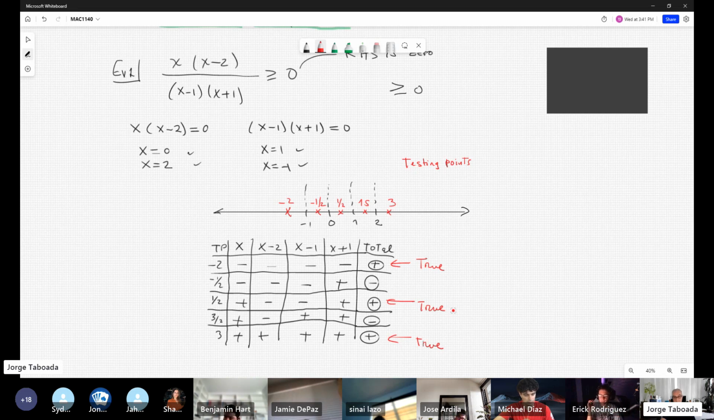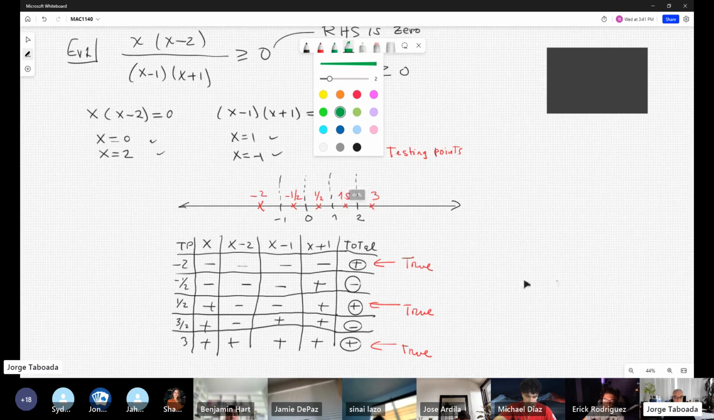It's false. If you want, you put a false here. I don't care about the false, because false means no solution. It's much better to mark the true. You should indicate this, so let me try using the green color to highlight the true. The true is at -2. Look at that.